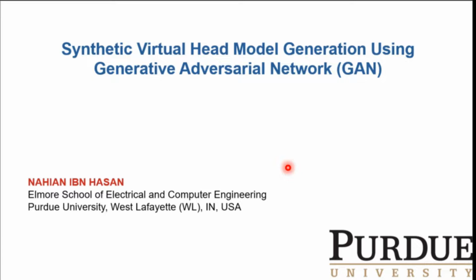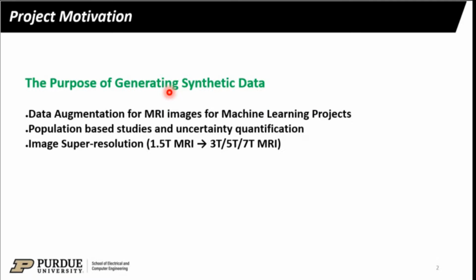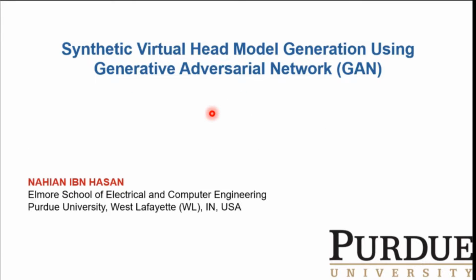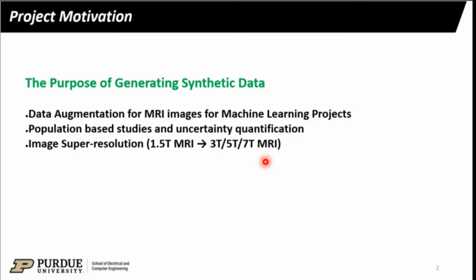I am Nahian Ibn Hassan and the title of our project is Synthetic Virtual Head Model Generation using Generative Adversarial Network or GAN. Synthetic data is used for various purposes such as data augmentation. When you have few amount of data, you can generate new synthetic data. There are different ways you can generate synthetic data, but here we are going to use the generative networks.